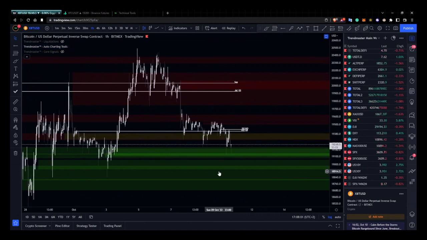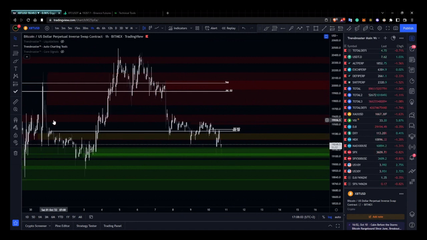A lower time frame, it gets really, really structurally hard to see where everything is. Like we said, what do we have here? We have several layers of overlapping support. This is really the level to hold, right?